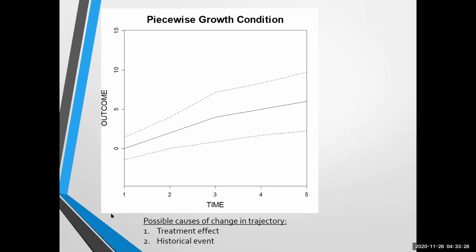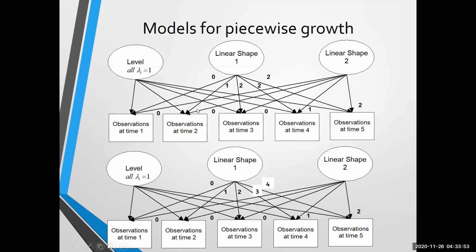This type of data is common when you have an intervention occurring at time 3. So it could be a treatment effect, or it could be a historical event. So this model is very helpful, for example, to study the effects of interventions using latent growth modeling. And this model is also specified by adding another factor to the linear latent growth model.